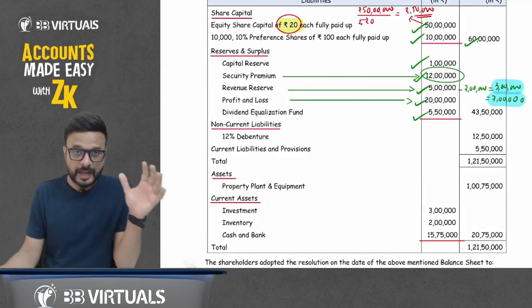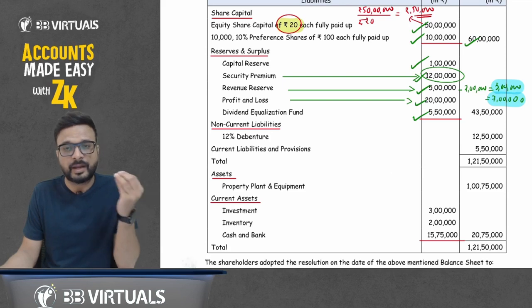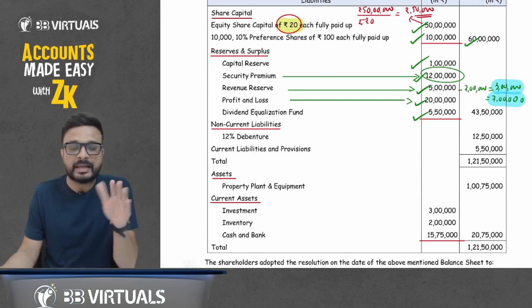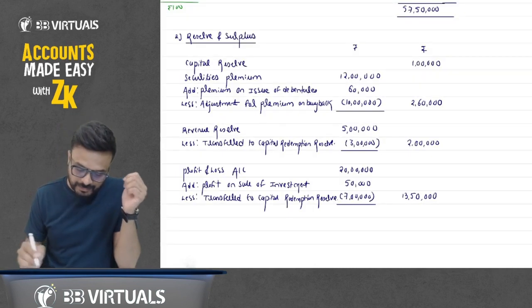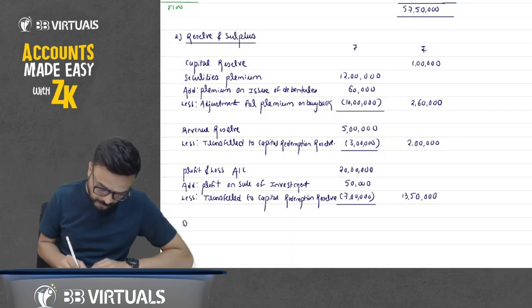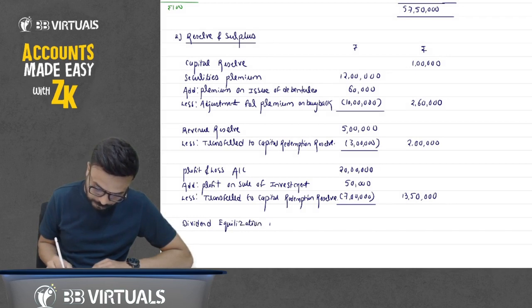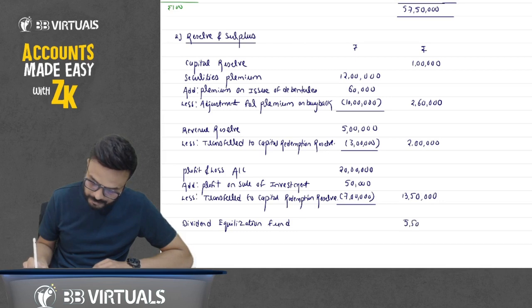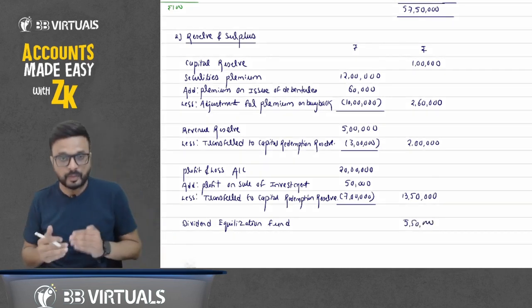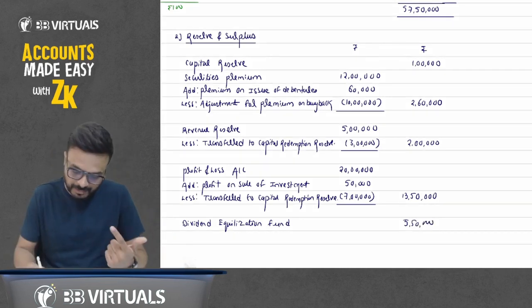Now after this, dividend equalization fund. How much balance do we have in dividend equalization? 5 lakh 50,000. We have not done any adjustment when we passed the journal entry for it, so write it down as it is. Dividend equalization fund is for the purpose of dividend. How much is it? 5 lakh 50,000. One more item will come. Now you can write it below this. I'm writing on the next page.